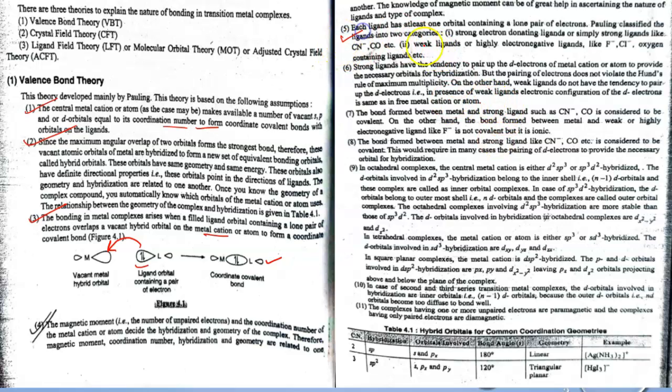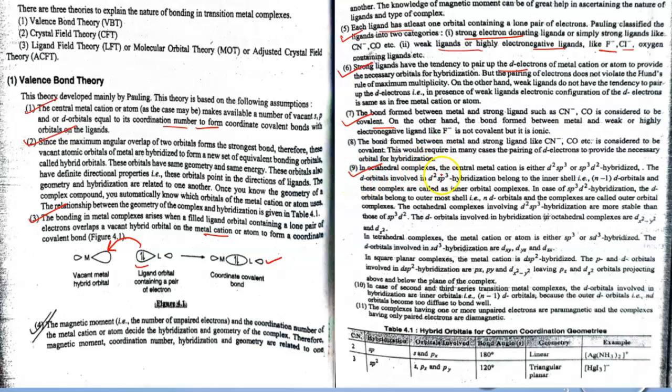Then we have categorized ligands into two sections, that is strong electron donating ligands and weak, highly electronegative ligands like fluoride, chloride and all that we have taken earlier only. Also your strong ligands have the tendency to pair up the d electrons of the metal, whereas your weak ligands do not have the tendency to pair up the d electrons. The bond formed by the metal and a strong ligand is considered to be covalent, correct?